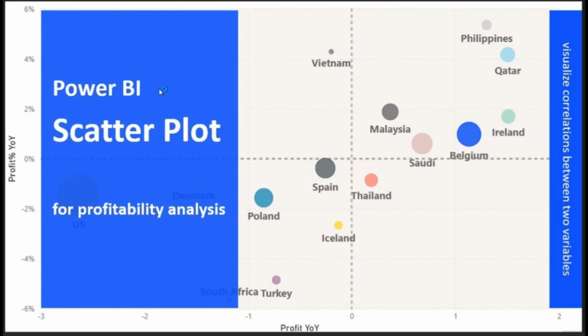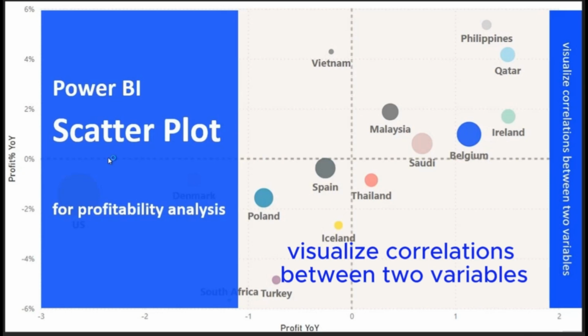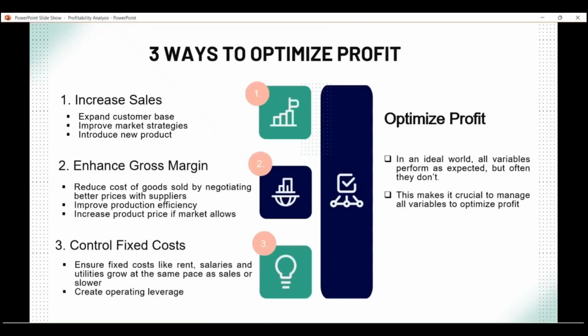In today's Power BI edition, we will talk about scatter plot for profitability analysis. Scatter plot is good at visualizing correlations between two variables. Before we dive in, let's take a look together at the basic financial concept of profitability analysis.